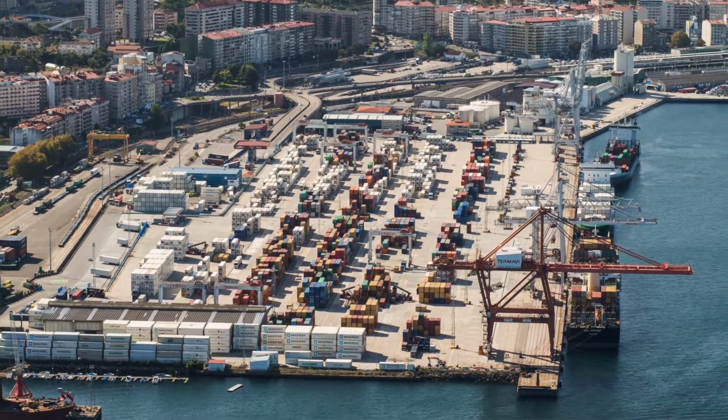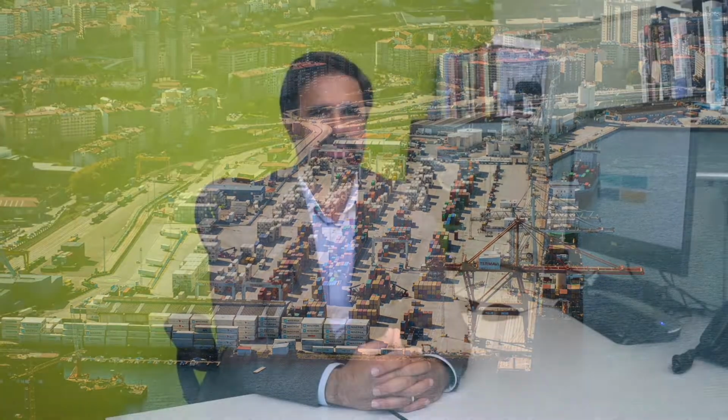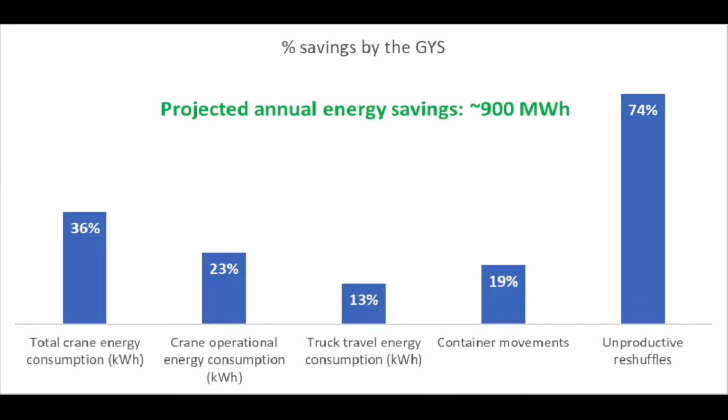Our performance evaluation at the Port of Vigo indicates significant room for improving both productivity and sustainability by using the Greenyard Scheduler, with a projected energy saving of 900 megawatt hours per year as a result of reduced container movements as well as crane and truck journeys.